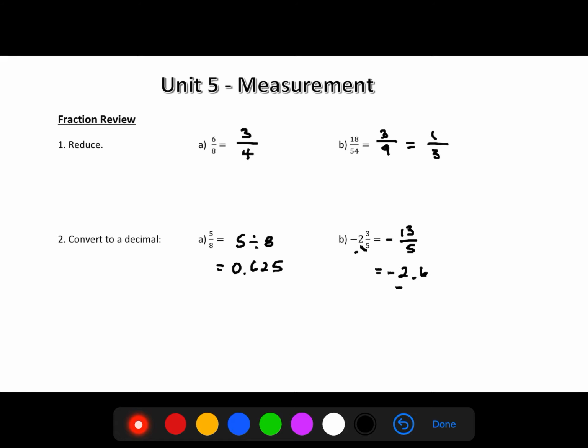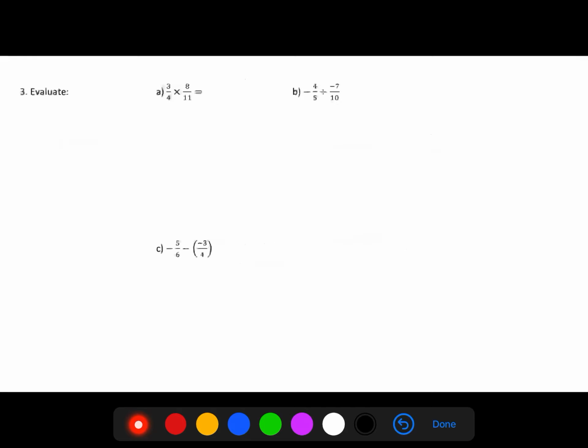Now notice that that whole number in front is still the same as it was in the fraction form. So we could right away just leave that as our whole number out front and then put into our calculator 3 divided by 5, which gives us 0.6.